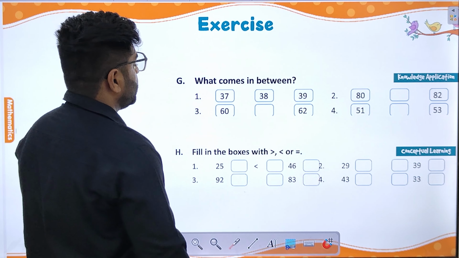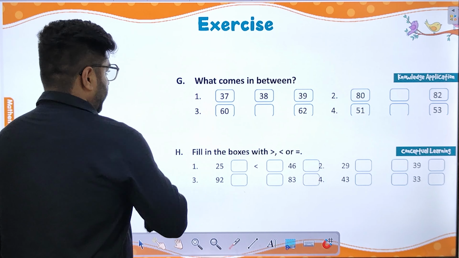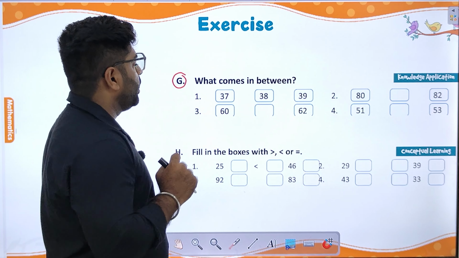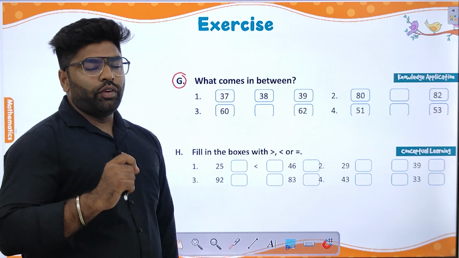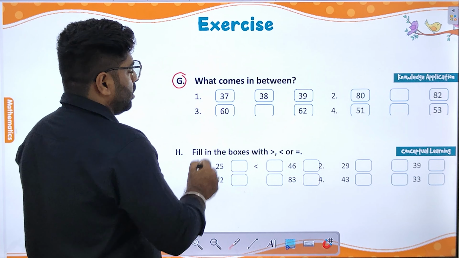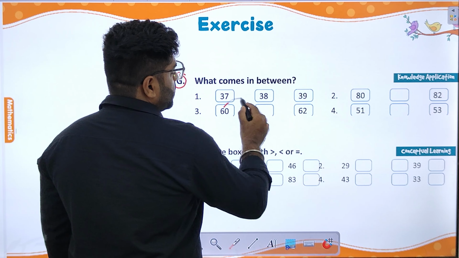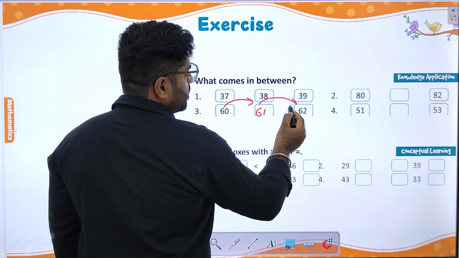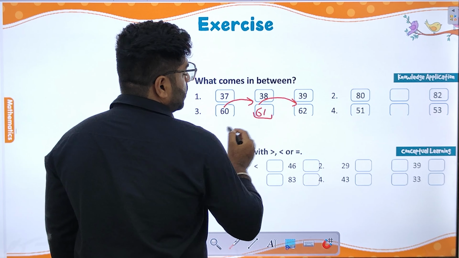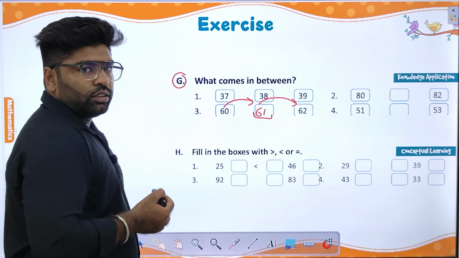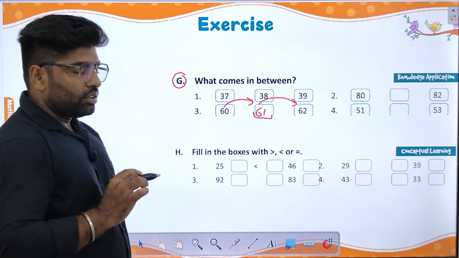Okay, now move to our next part. That is question number G. In question number G, we are having what comes in between. We are having two numbers. We have to find out their between number. If we talk about 60, after 60, we have 61. And after 61, we have 62. That means we are having 61 in between these two numbers. Clear? You can do just like this.